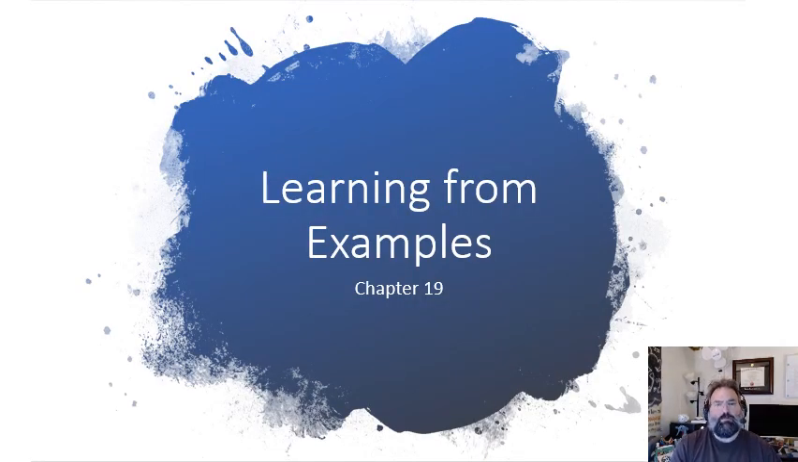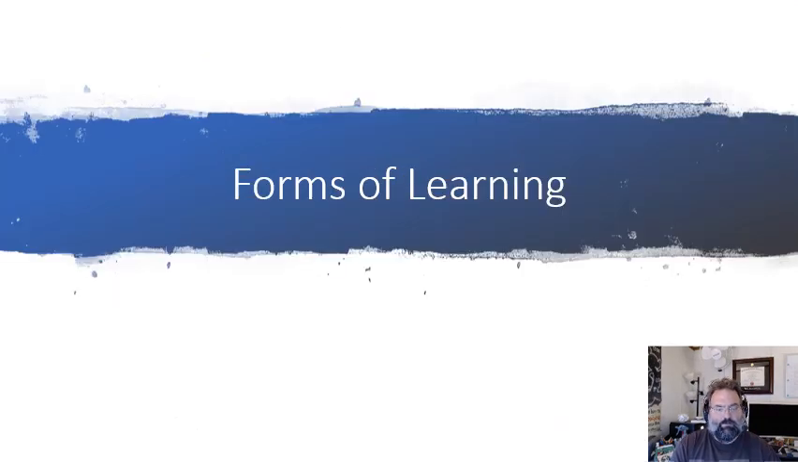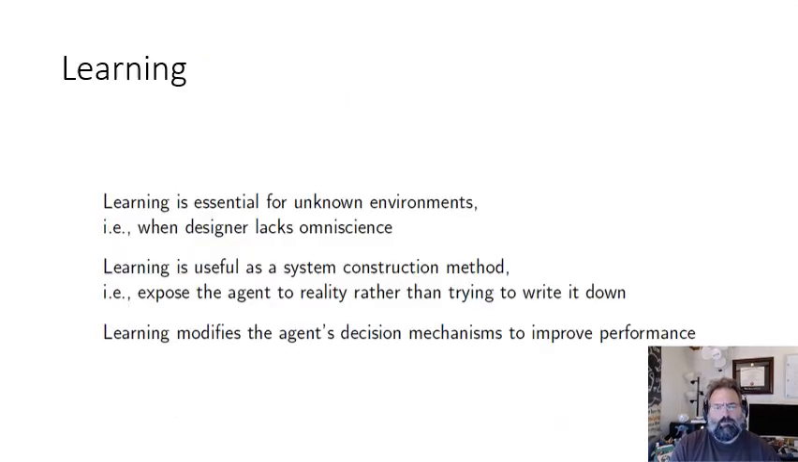So moving on to chapter 19, learning from examples. We're going to first talk about the forms of learning. So what is learning? It's basically getting information out of your environment that helps you do something better. It modifies the agent's decision making to improve performance is the idea.